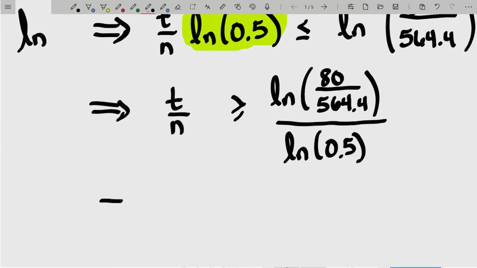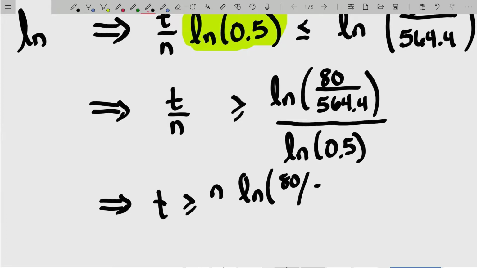This is just going to imply that t will have to be greater than, this person can go to sleep at any time greater than or equal to n times whatever this number is, right? So that's how many hours it will take before this person can go to sleep.